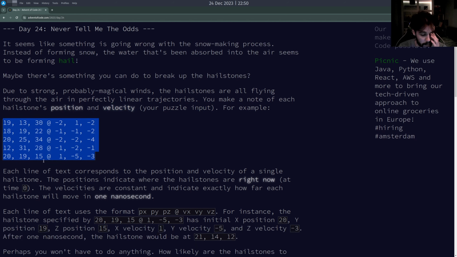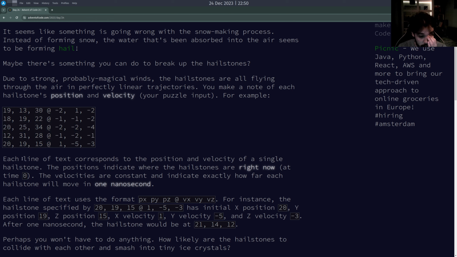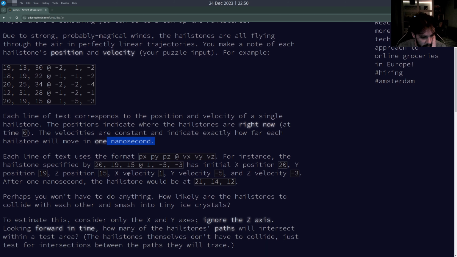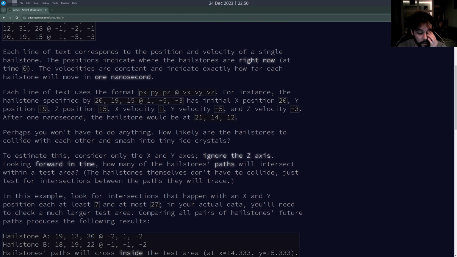Okay, so XYZ, yep. Each line of text corresponds to the position and velocity of a single hailstone. The position indicates where the hailstones are right now. At time 0, the velocities are constant. 1 nanosecond, great. Each line of text uses format px, py, pz, velocity x, velocity y, velocity z. Great, we have some vectors. Perhaps you won't have to do anything.